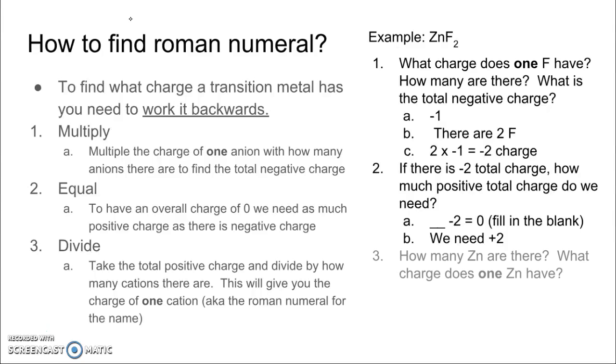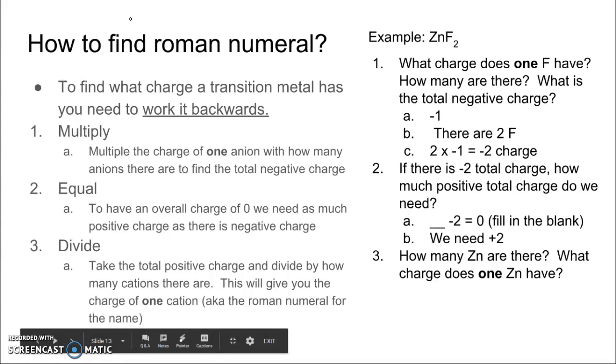Now step 3, how many zincs are there? Well, see if there's a subscript. There is not a subscript, so there's 1 zinc, we need a +2 charge, so that zinc will have a +2 charge. So your answer, I'm not going to have it written out here, and I apologize, but it would be zinc 2 fluoride. Zinc 2 fluoride.